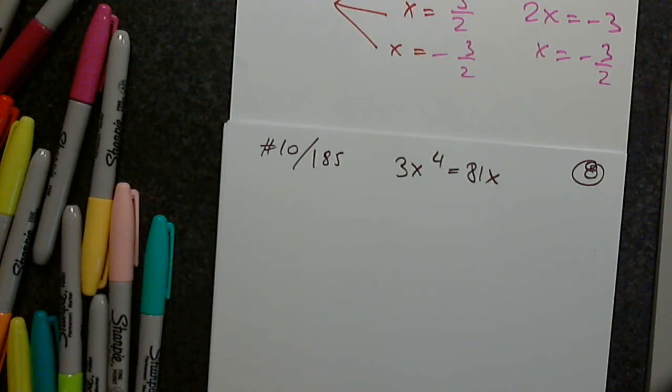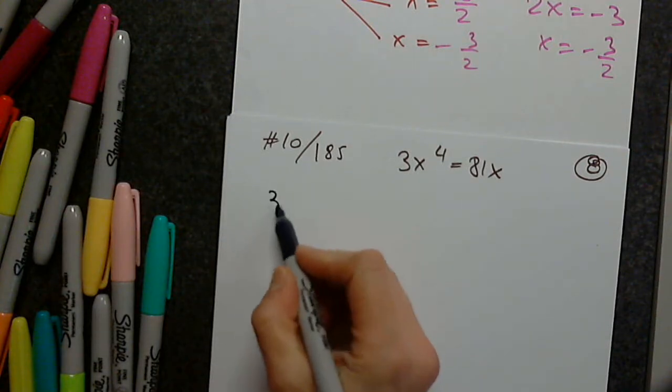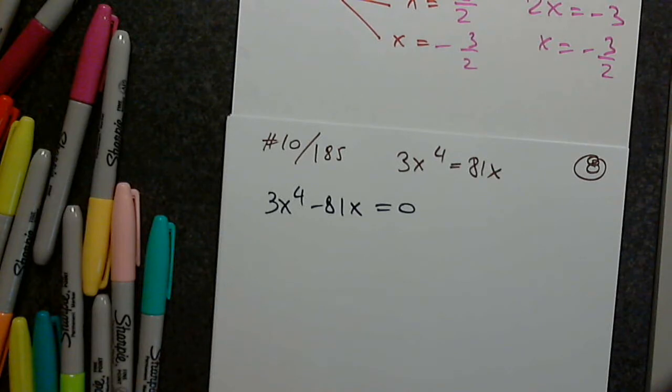Okay, ready? Next step. What do we do? 81 on the outside. Exactly. 3x to the fourth minus 81x equals 0. Awesome. At this point, I know I can simplify by something. And we wrote a note some time ago. Can I divide by x? Yes. We wrote that note.